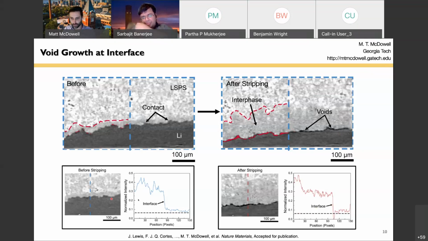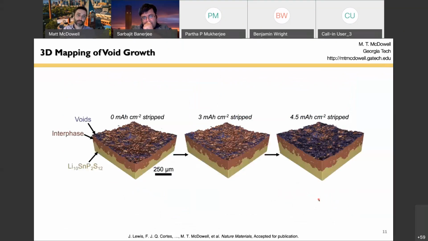These are example line scans of intensity, but you can imagine we can analyze all the intensity across our whole battery in a three-dimensional data set, and really it's a rich data set that allows us to determine where the voids are forming across the whole interface. And that's shown here actually. So here is just a subvolume that shows the interface between the lithium metal and the solid electrolyte.